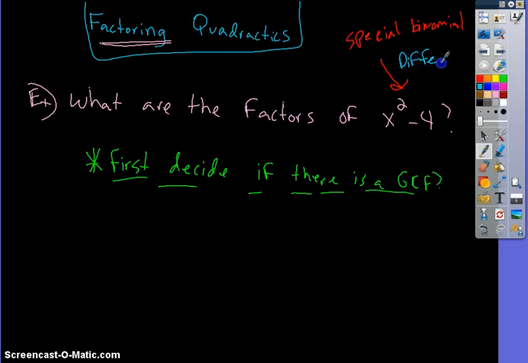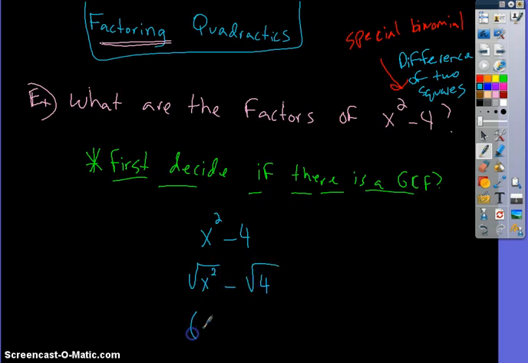Difference of two squares. What makes it great is if you have the difference of two squares, such as x squared subtract 4, when you factor it, you can basically factor it by taking the square root of each term. The square root of the first term, subtract the square root of the second term. And when you take a square root in math, we put a plus or minus sign between them.